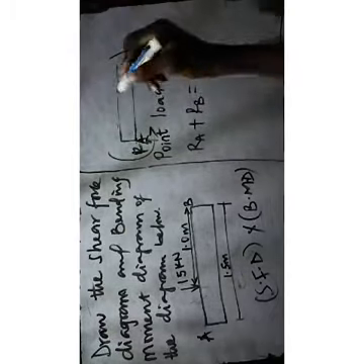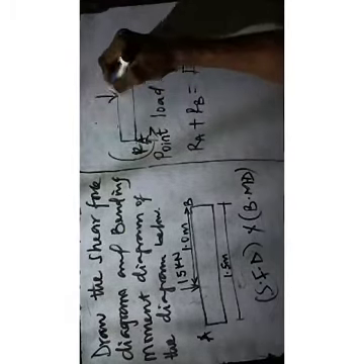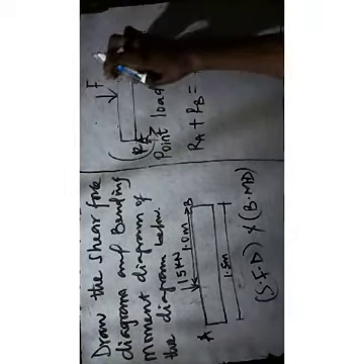So let's take, for example, this question. Let's say here we have a single force at this point, let's say F. So that means RA plus RB equals F.